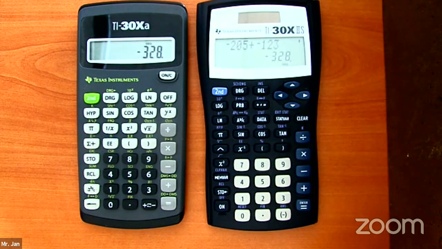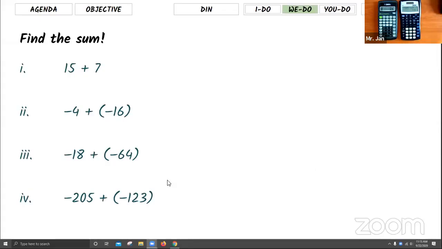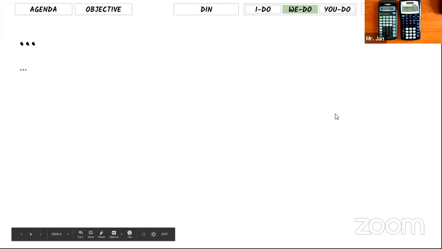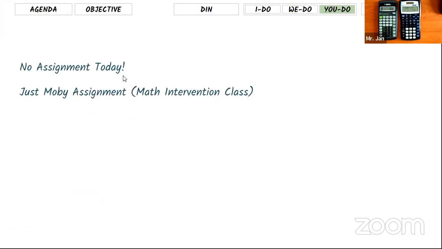Let me share my screen again. Desktop. Here we go. So we did these questions, and let's see what we have next. There is no assignment today because in the intervention class there is one Mobi assignment, so you can do that. It's the same thing, adding negative numbers. I don't want to give a lot of assignments in a day, so we're going to skip today with no assignment.